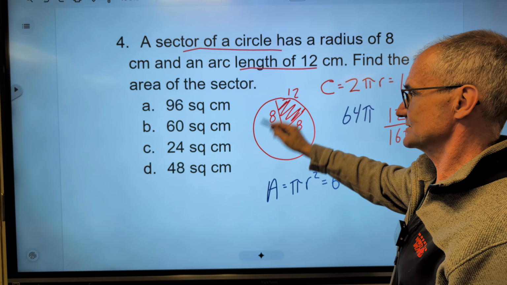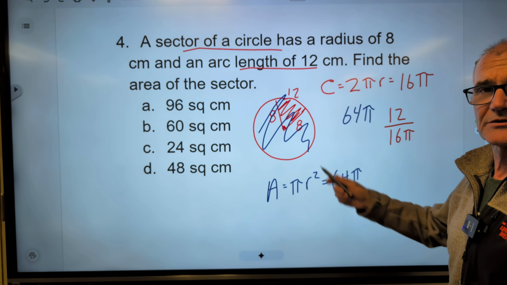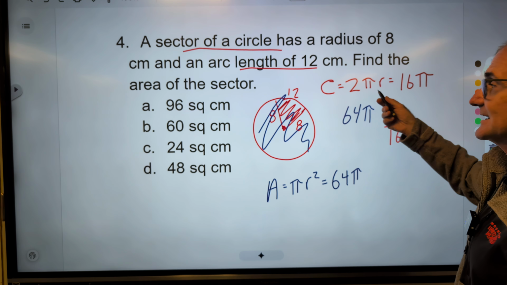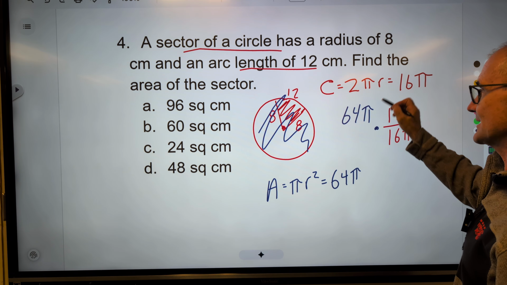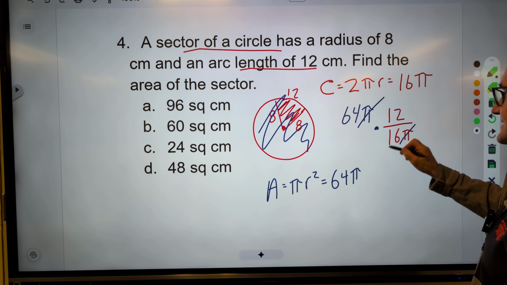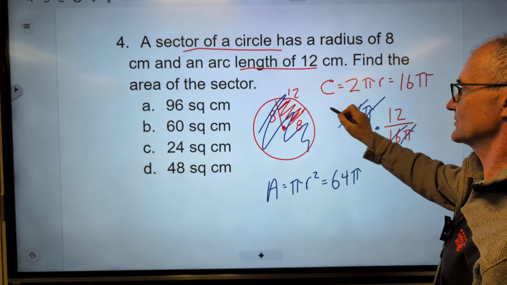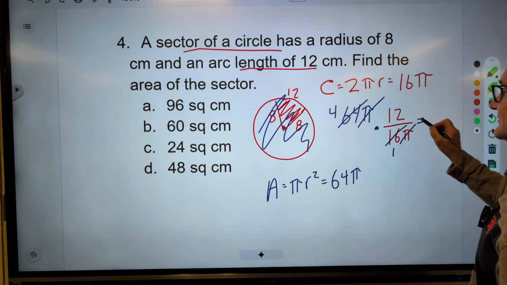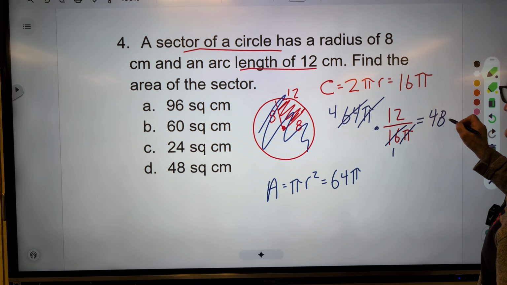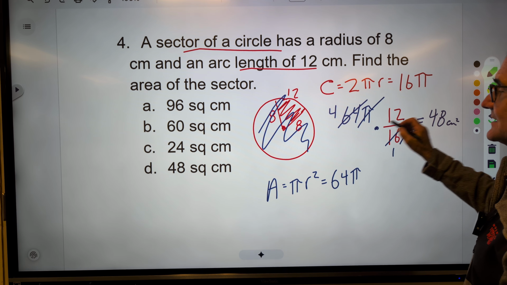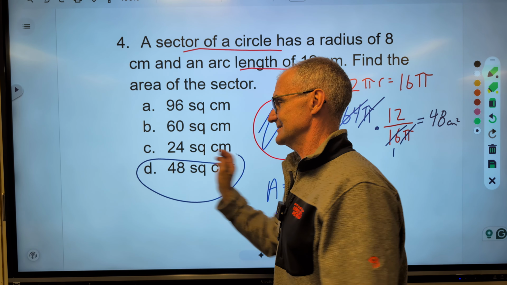I don't want the whole circle, right? That's the area of the whole circle. I only want that red portion. Well, I multiply it by the same ratio that I did with circumference, 12 over 16 pi. My pi's will cancel. 16 goes into 16 one time. 16 goes into 64 4 times, leaving me with 4 times 12, 48 square centimeters. Because this is centimeters, that's centimeters. So the correct answer here is answer D.